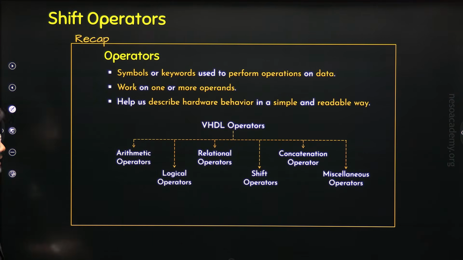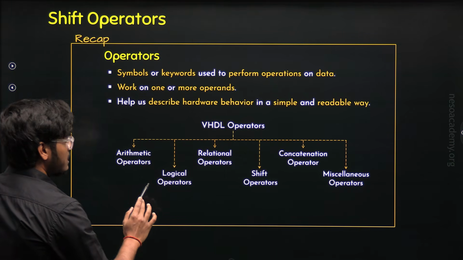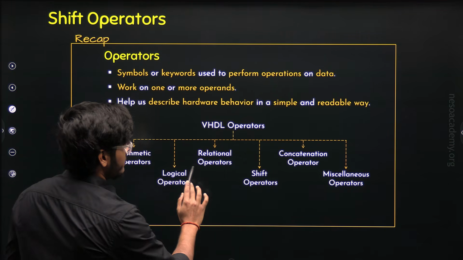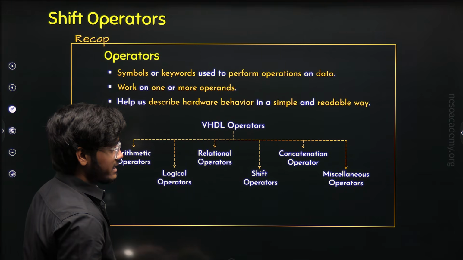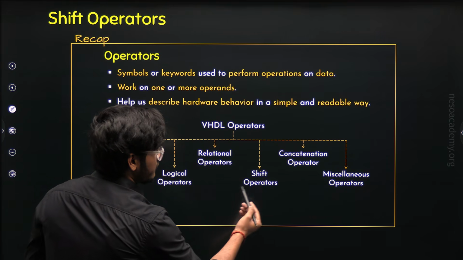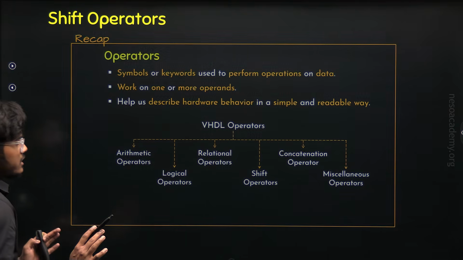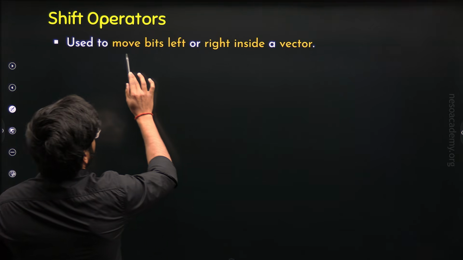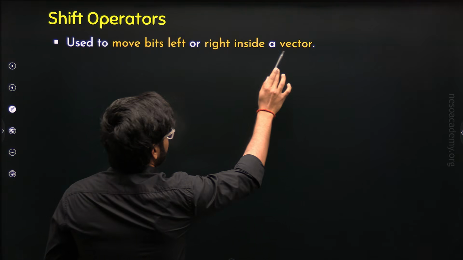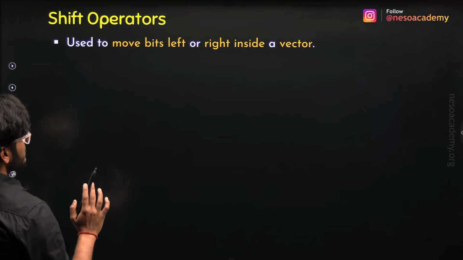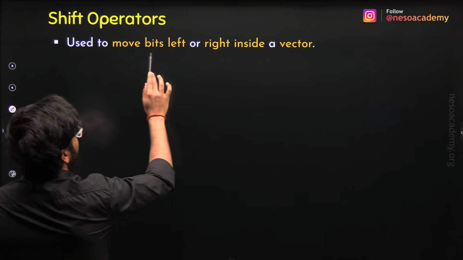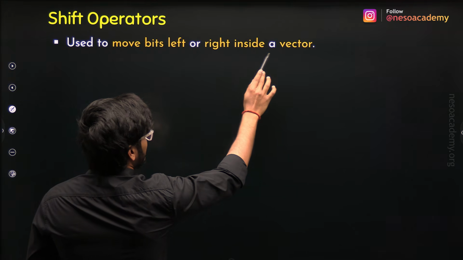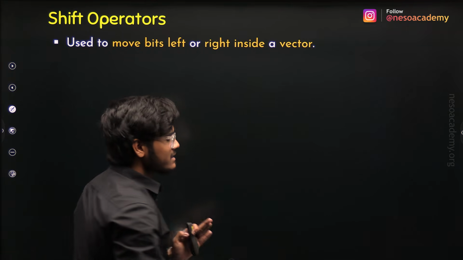We all know what are operators, and in VHDL there are 6 operators, out of which we have completed arithmetic operators, logical operators, and relational operators. And in this lecture, we will understand different types of shift operators. Now, what are shift operators? Shift operators are used to move bits left or right inside a vector, or multi-bit signals.